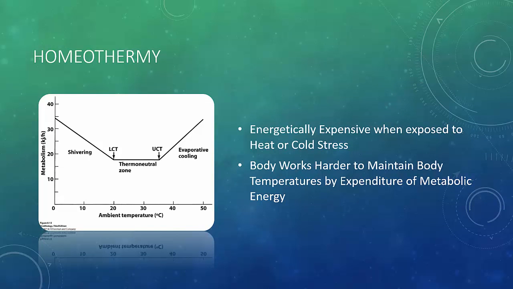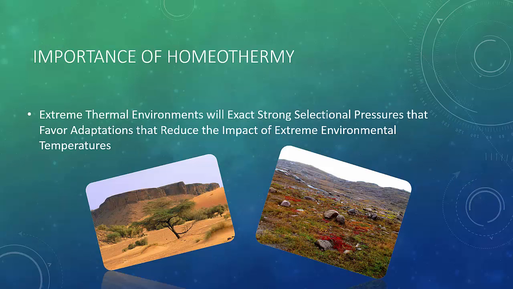Homeothermy is energetically expensive when exposed to heat or cold stress. So the body works harder to maintain body temperatures in the thermal neutral zone via greater expenditure of metabolic energy to create or dissipate heat. The implication is that homeothermy in extreme environments, such as at the equator or near the poles, will exact strong selectional pressures that favor adaptations that reduce the impact of extreme environmental temperatures.